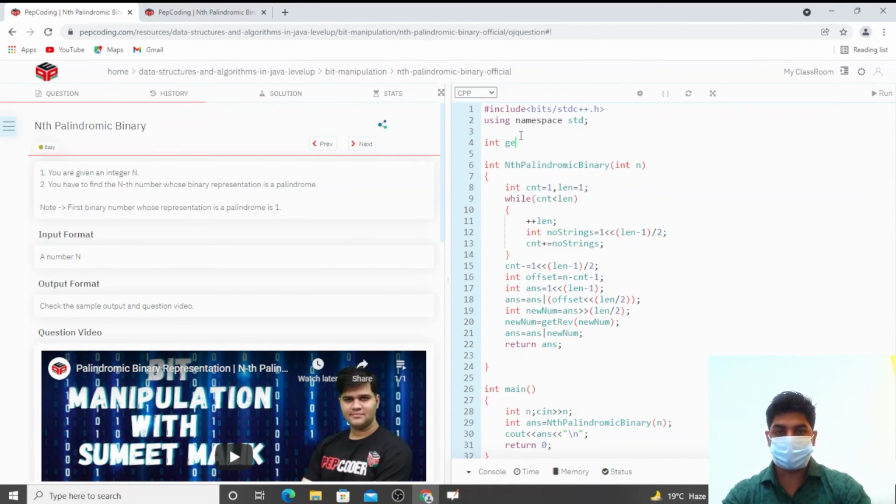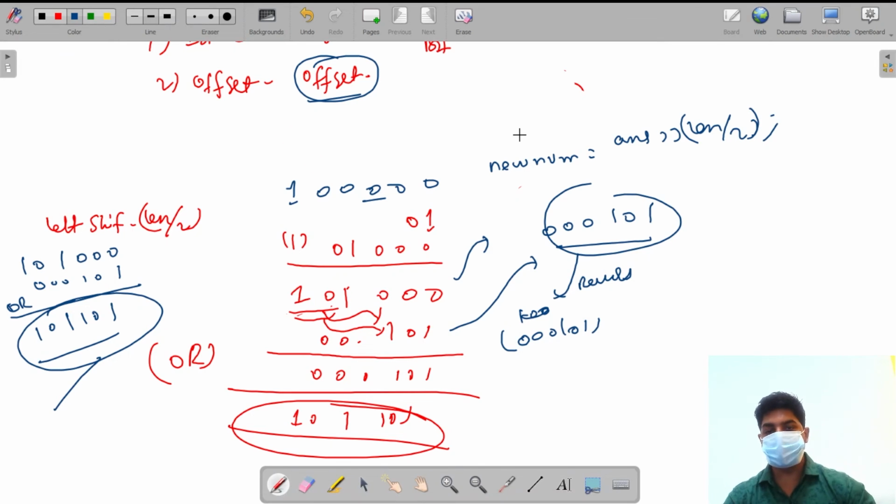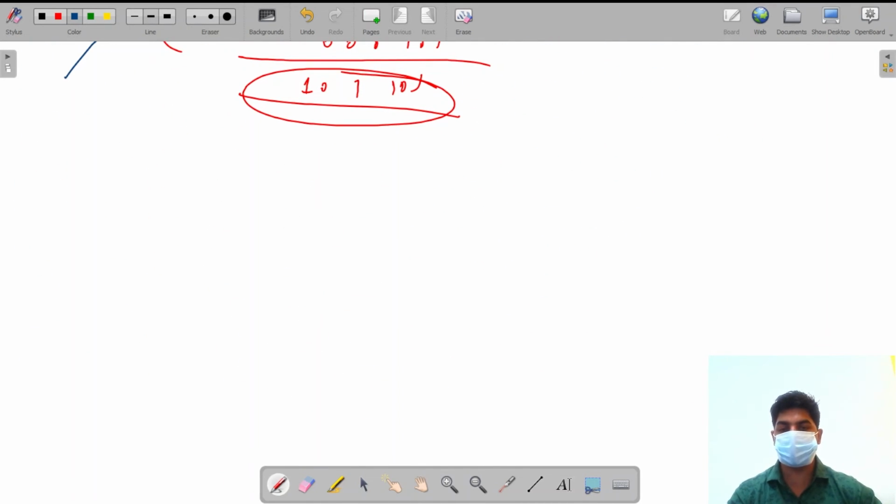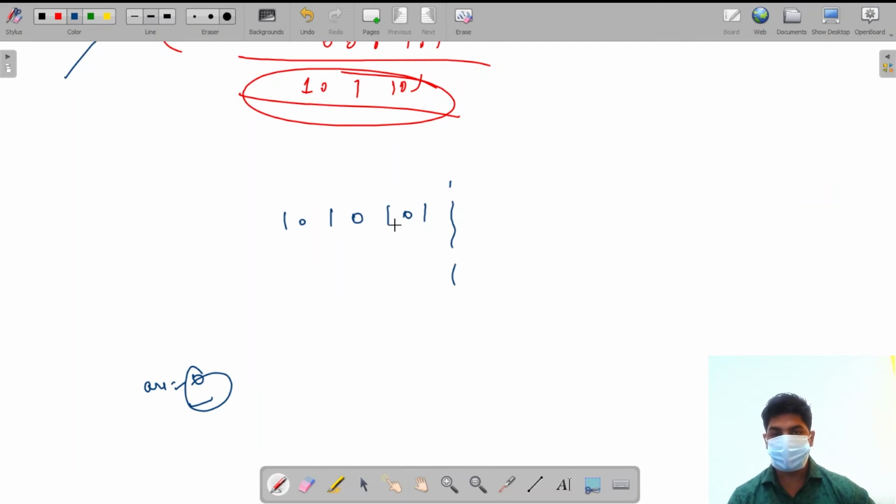So let's write a function getReverse with integer n. Okay, how will we get the reverse? Let's suppose we have a representation something like this, 10100101. So how to get a reverse? For getting the reverse, we'll make a variable answer equals 0. If the current bit is 1, we'll set the current bit to 1. If the current bit is 0, we'll set the current bit to 0.